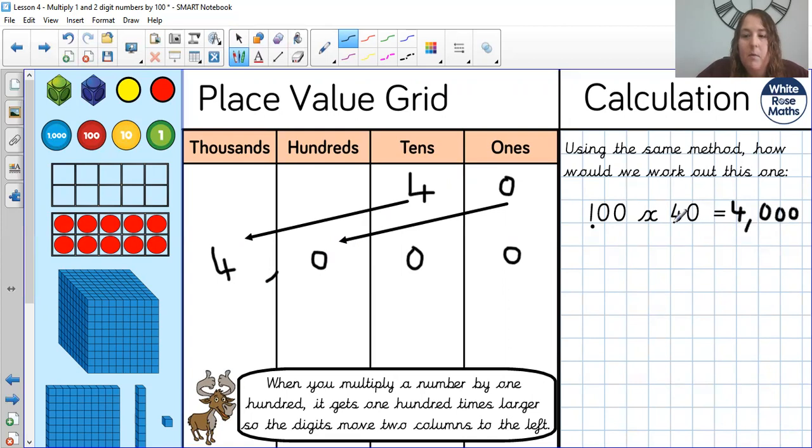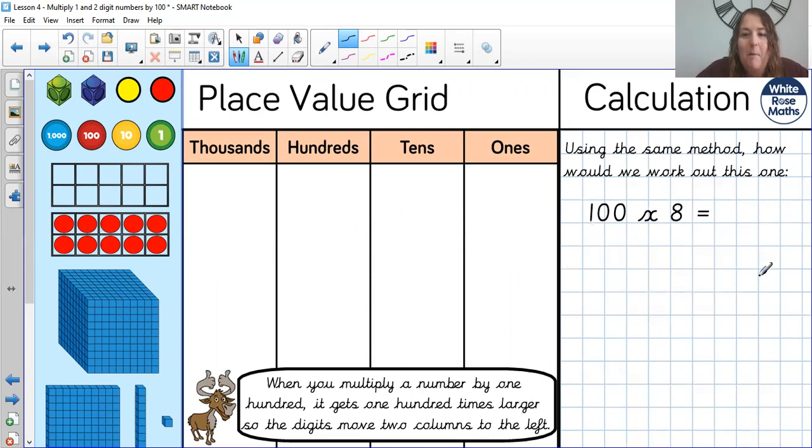Again, this time we have our answer, our number is 40, and it's got 2 zeros for our 2 zeros here because this number here was already a 0. So that one didn't count. Okay, how about 100 times 8 then?